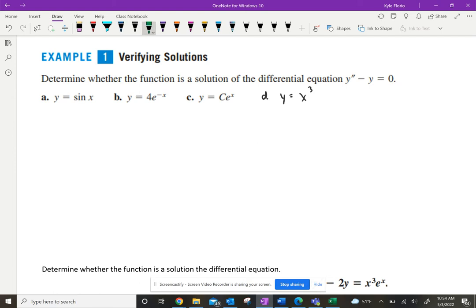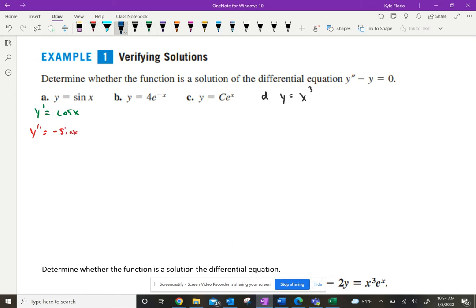So if I want to check if y equals sine x is a solution to the second derivative of y minus y equals 0, it means I need to find out what the second derivative is first. Then I can substitute in for y double prime, and substitute sine x in for y, and see if they cancel out. So the derivative is green. The derivative of sine is cosine. And then the second derivative is red. The second derivative is going to be the derivative of cosine, which is negative sine.